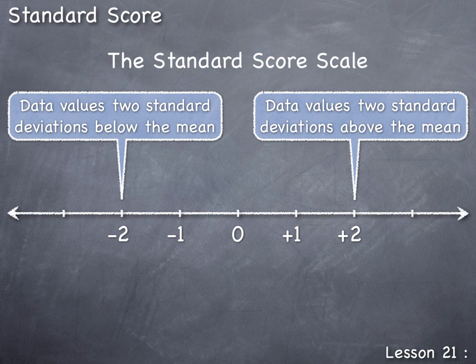If the data value falls 3 standard deviations below the mean, its standard score would be -3. But if the position of a data value falls 3 standard deviations above the mean, its standard score would be +3. Standard scores can take on any real number value on this scale. Standard scores do not necessarily equal exactly whole numbers. So we could have standard scores of positive 1.835 or negative 0.267.